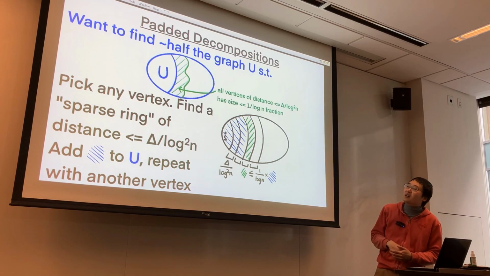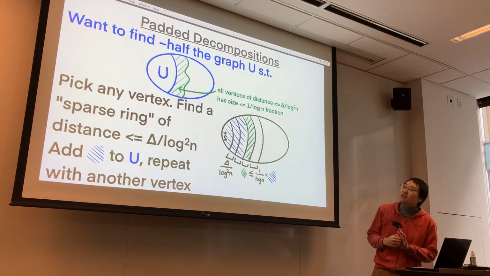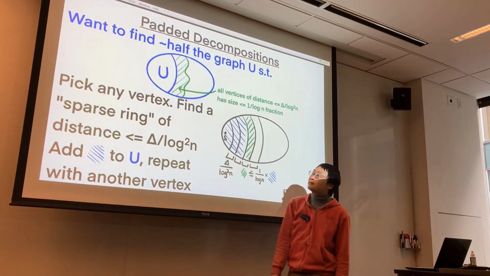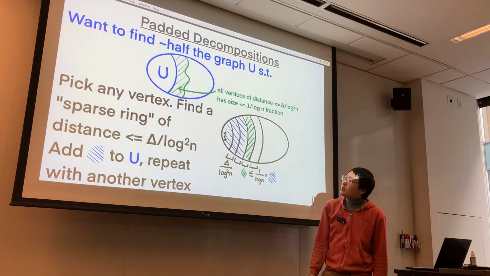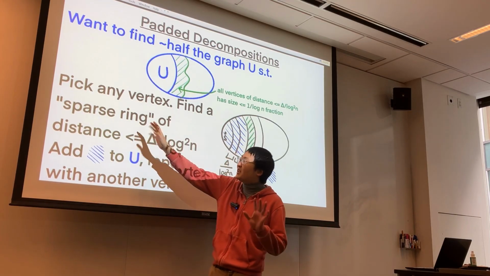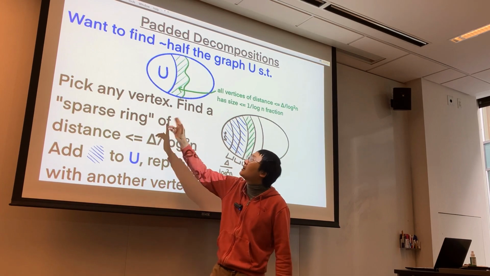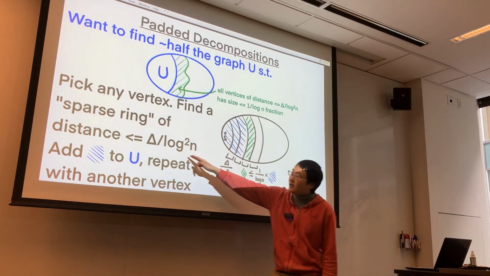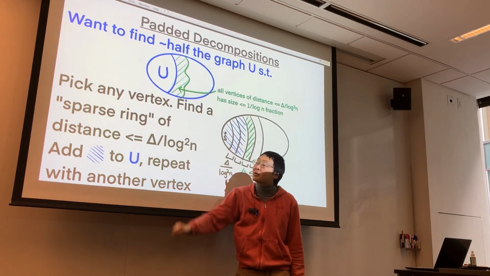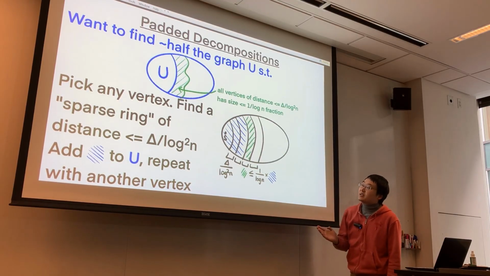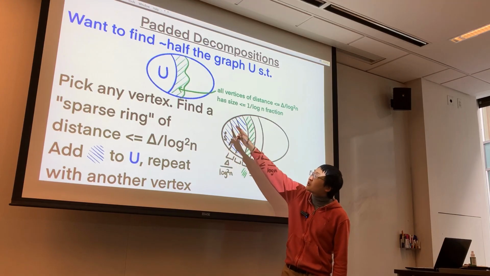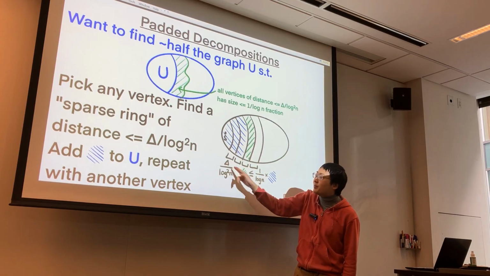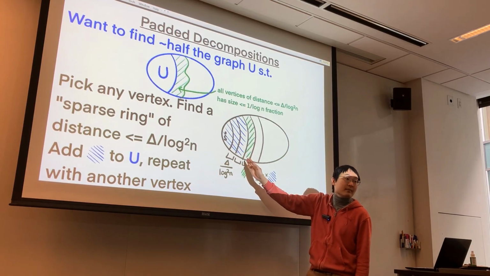And here it is in more detail. Let's start with any vertex called S. What we're going to do is find what's called a sparse ring. If you're familiar with sparse cuts, just think of it as a sparse cut of distance at most this parameter, the same parameter we saw before. So let's start with S. Imagine keeping track of the current ball, and on each step grow this ball by this parameter each time.